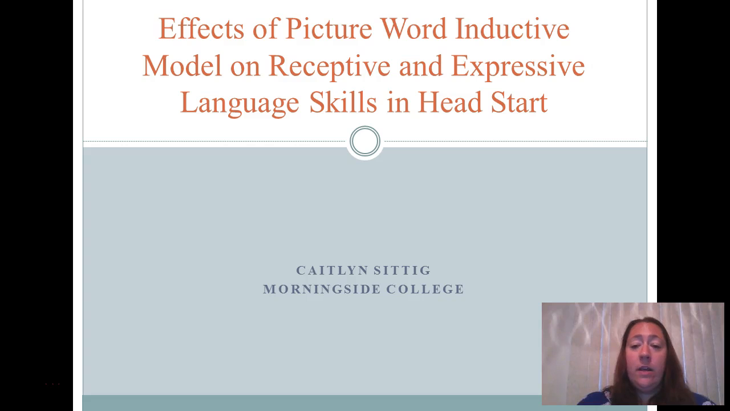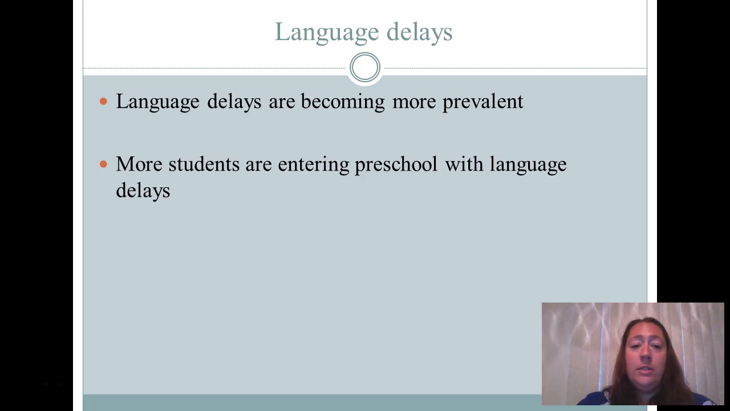I studied the effects the picture word inductive model instructional strategy had on receptive and expressive language skills in Head Start early childhood students. 2.3 to 19% of children ages 2 to 7 are diagnosed with language delays. Children that do not outgrow their language delays have a 50% higher chance they will have academic problems in school and adulthood. As a Head Start early childhood teacher, I have more students entering each year with delayed language skills.